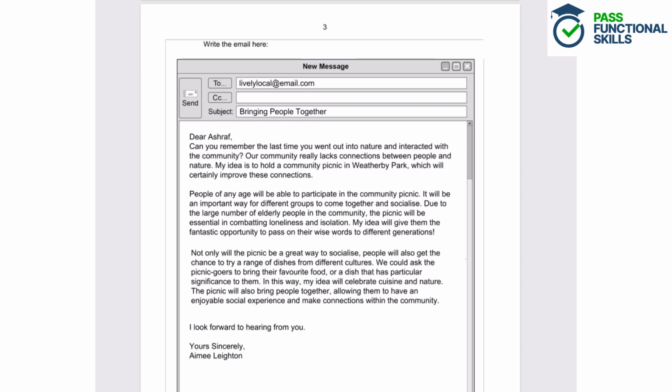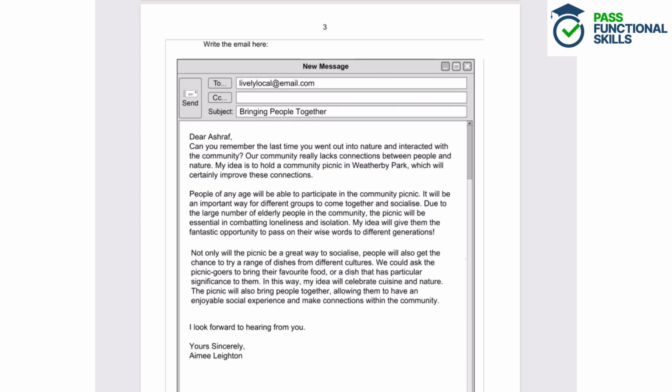It will be an important way for different groups to come together and socialise. Due to the large number of elderly people in the community, the picnic will be essential in combating loneliness and isolation. My idea will give them the fantastic opportunity to pass on their wise words to different generations. Not only will the picnic be a great way to socialise, people will also get the chance to try a range of dishes from different cultures. We could ask the picnic goers to bring their favourite food or a dish that has particular significance to them. In this way, my idea will celebrate cuisine and nature.